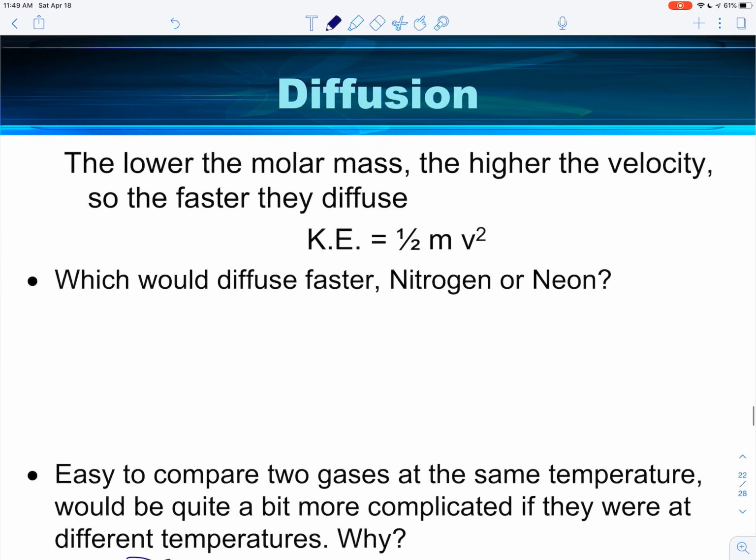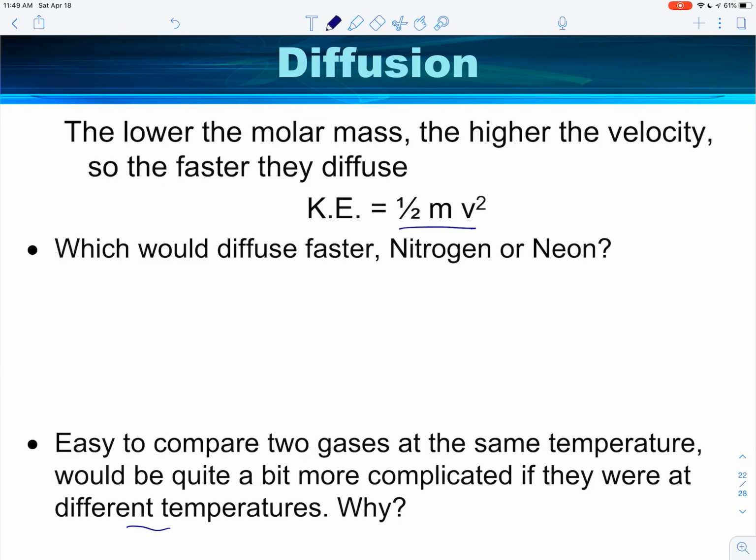Okay, so here's our equation, 1/2 mv squared. So this is just a follow-up to see if you're getting it. Which would diffuse faster, nitrogen or neon? If you look at the periodic table, neon is 20.18. Some of you already know nitrogen. Ayush, 14.01. Good. Okay, so which of these would be diffusing faster, nitrogen or neon? Milan? Neon is correct. Okay, why? Maggie?